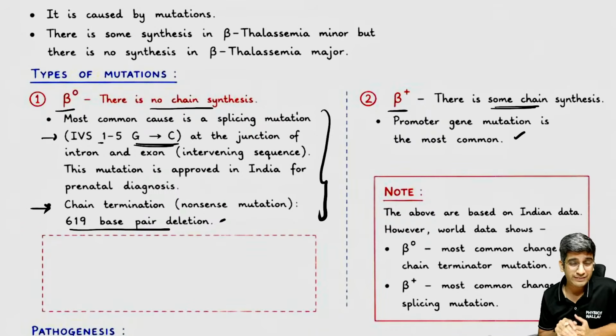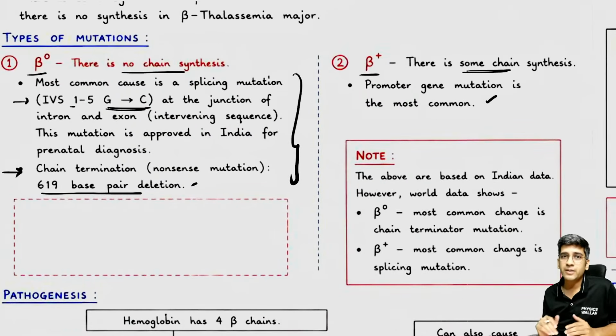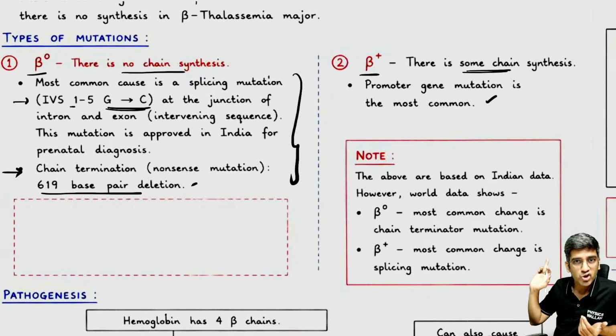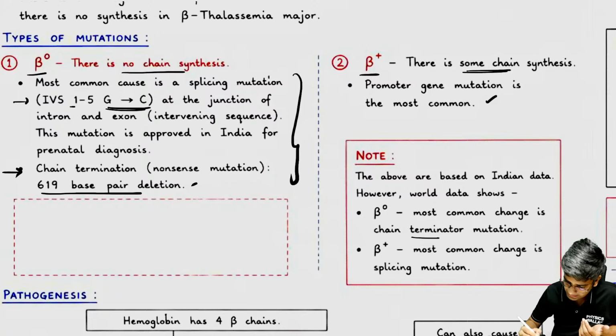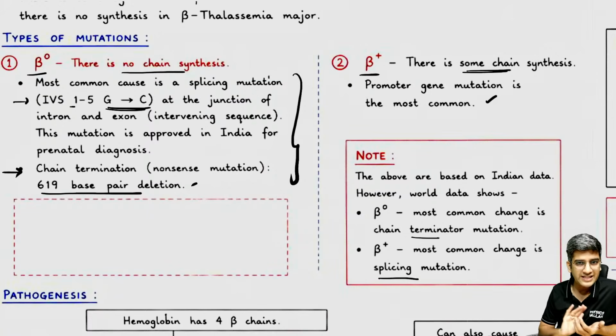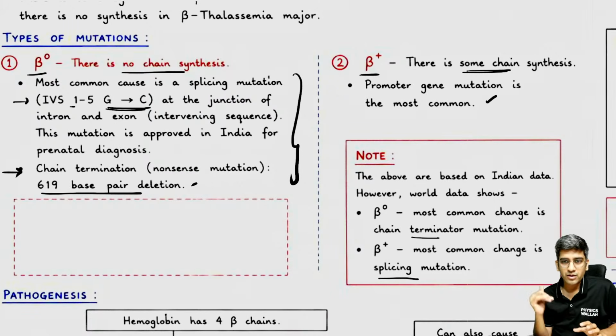Don't forget them, please. Okay, because Thal major is becoming a huge problem for us and we have to know what's going to happen in India. This is Robbins data, the world data. Fine. Beta 0, most common is chain terminator. Beta plus, the most common is splicing mutation. But in India, the data is a bit different.